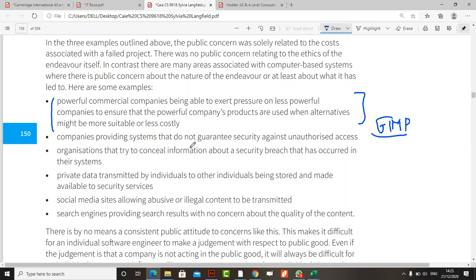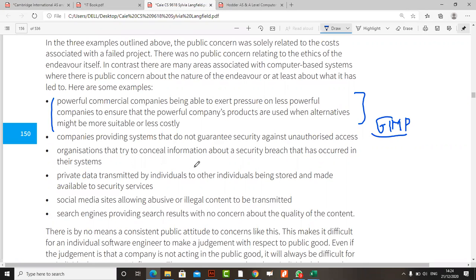Right. Companies providing systems that do not guarantee security against unauthorized access. Okay. You get this point. Companies should be providing security against unauthorized access. Banks are supposed to provide, the servers are supposed to provide you full security to the clients. Okay. So your banking details should not go into wrong hands if they're online, electronically saved.